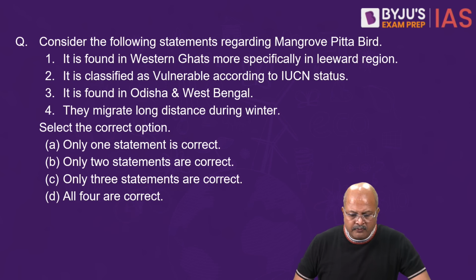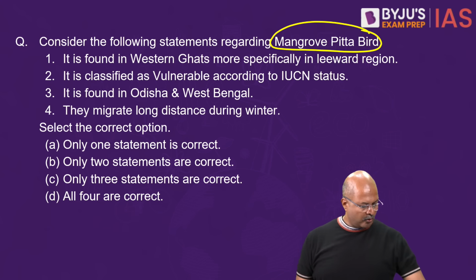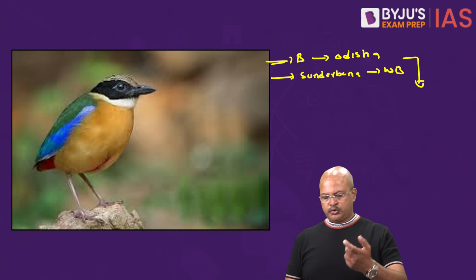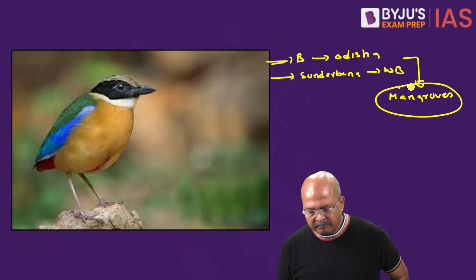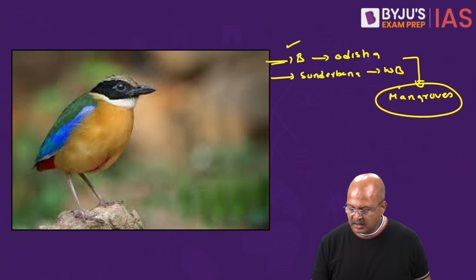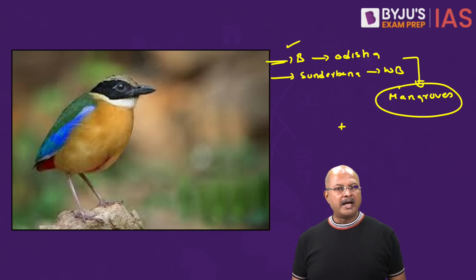Now, consider the following statements regarding the mangrove pitta, a bird. This bird, mangrove pitta, is seen in two areas. One is Bhitarkanika of Odisha, then Sundarban of West Bengal. Both are areas where mangroves are there, in the two states, Odisha and West Bengal. And this mangrove pitta is considered as an indicator of mangrove health.